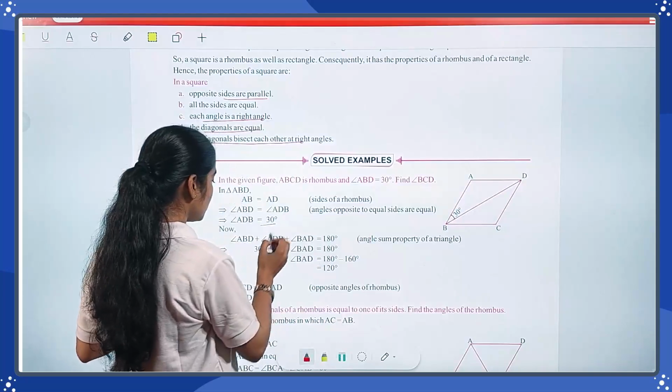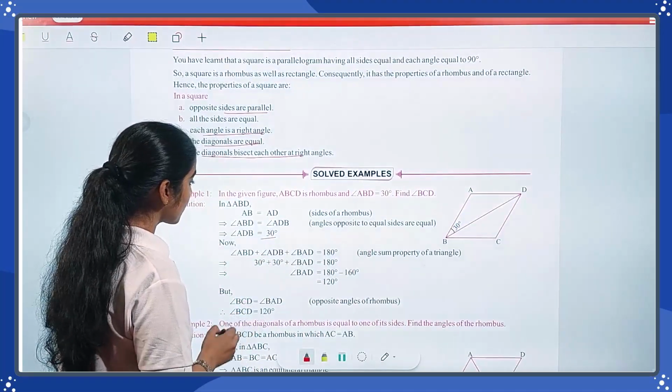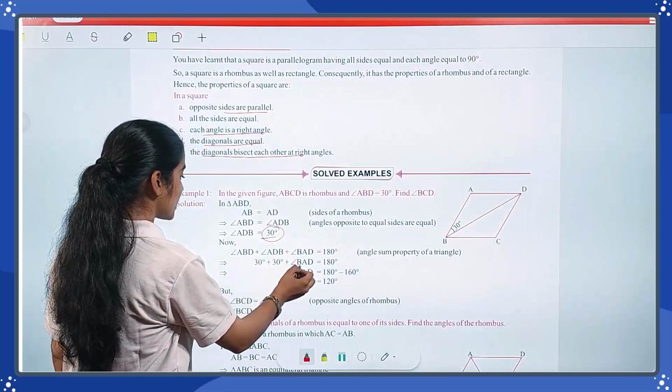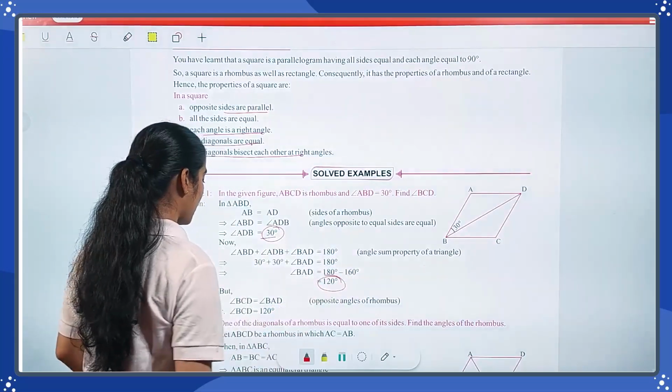So 30 degree, so 30 opposite angles are equal to each other. This is also a property of a rhombus. So 30 degree plus 30 degree plus angle BAD is equal to 180 degree. 120 is your final answer.